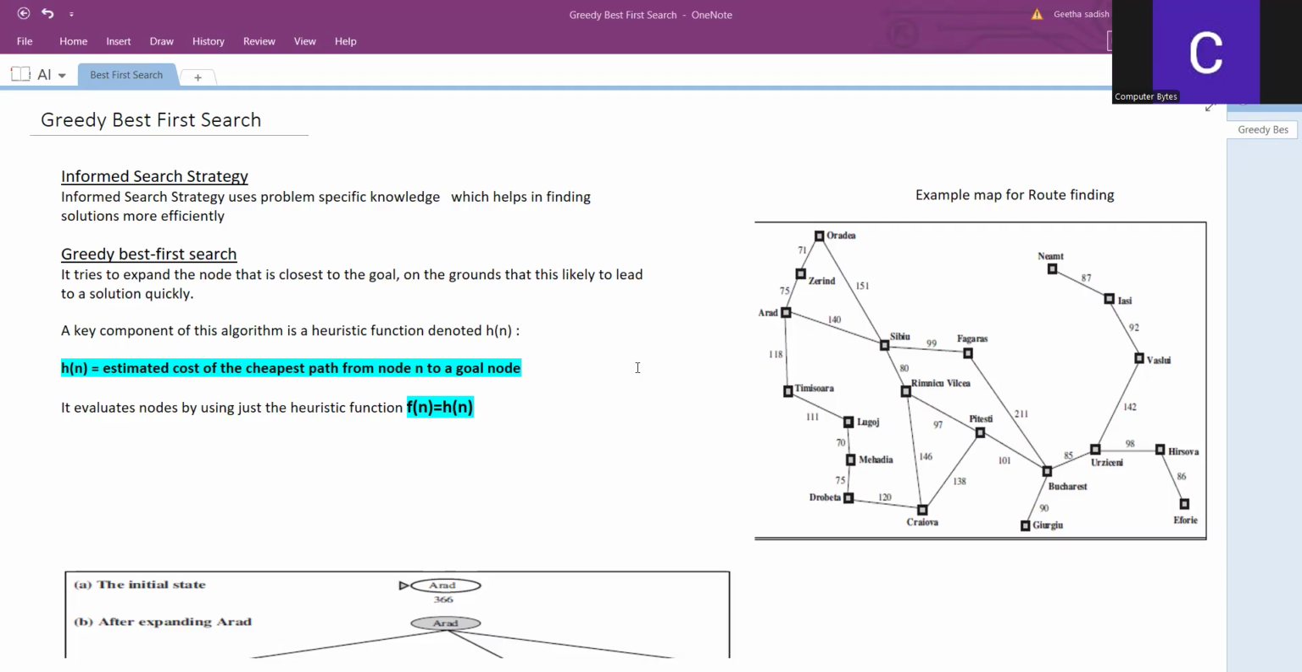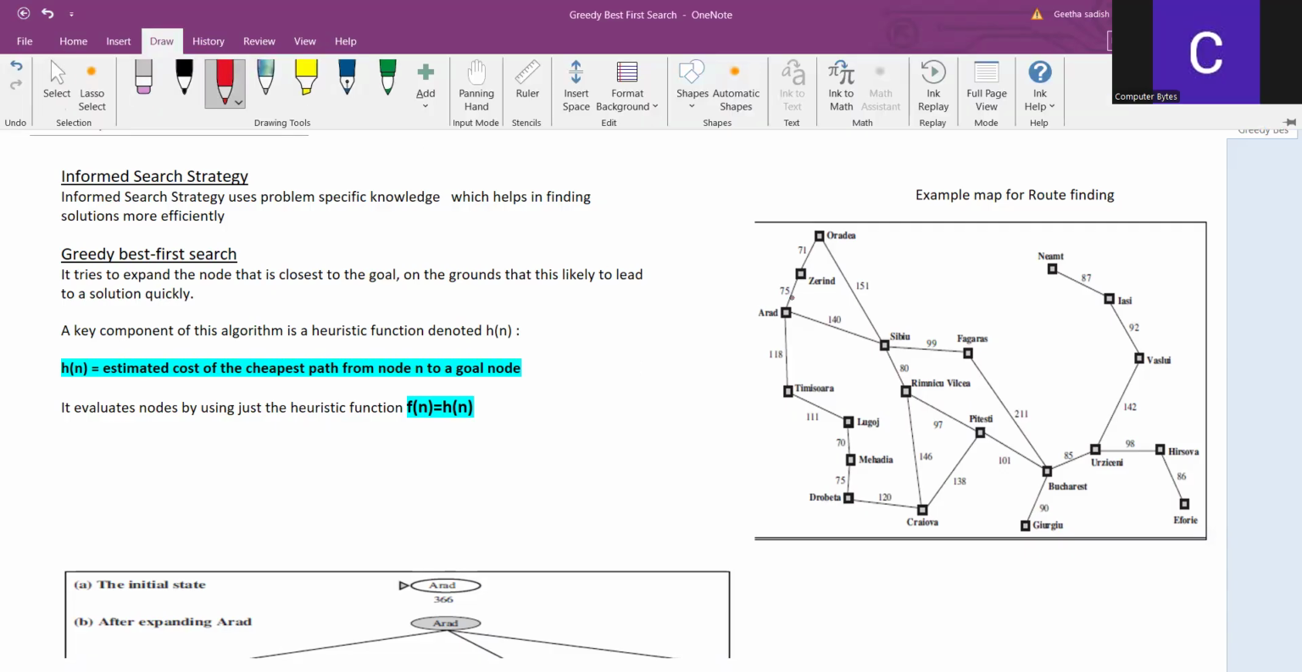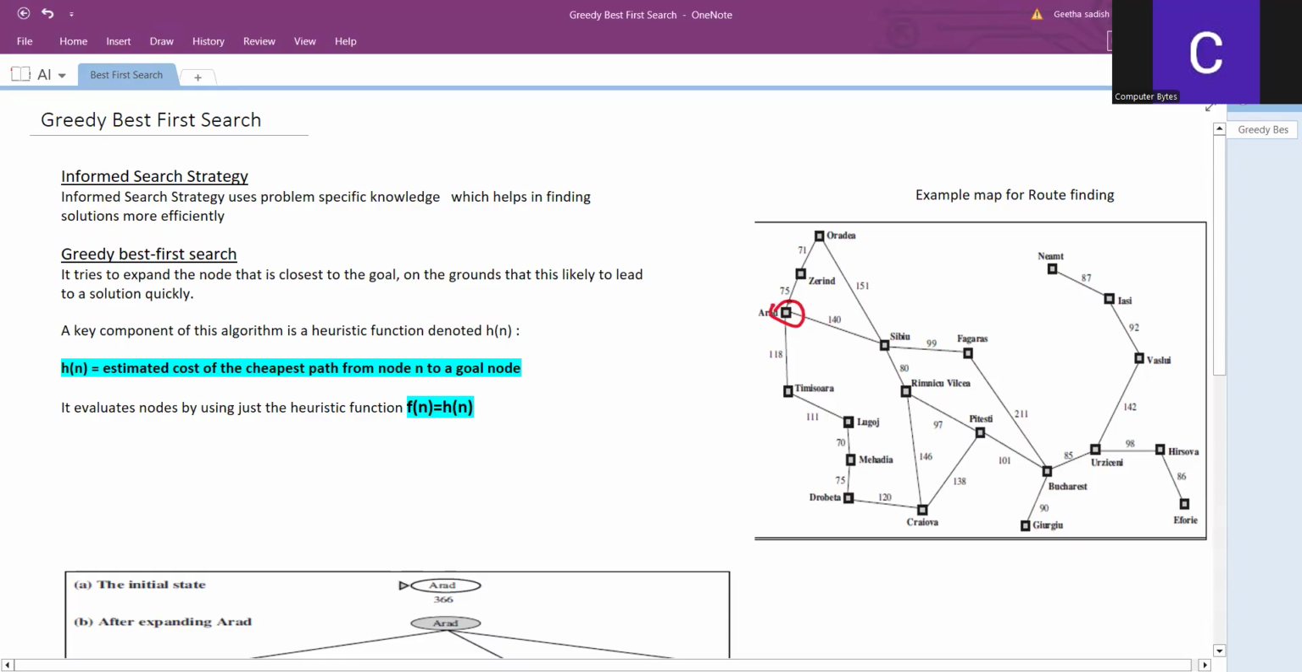For this video, I have taken an example from the artificial intelligence book authored by Stuart Russell and Norvig. In that example, a map is given. In that map, let the initial node be the city A. Here, if you see, the initial node A and its successors are Z node, S node, and T node. This is the route finding problem.